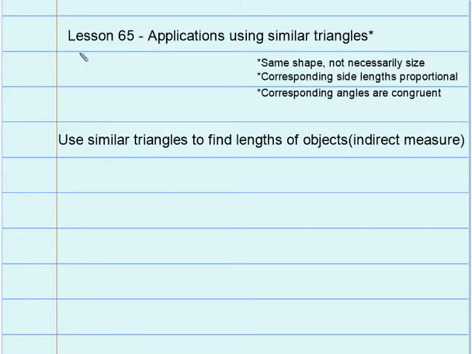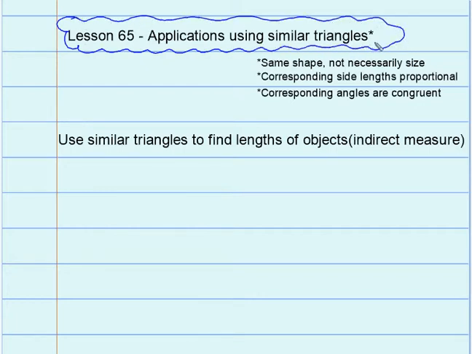Hi class, this is course 3, lesson 65, applications using similar triangles. Okay, so remember that similar triangles will have the same shape, but not necessarily the same size. Corresponding side lengths are proportional, and corresponding angles are congruent.